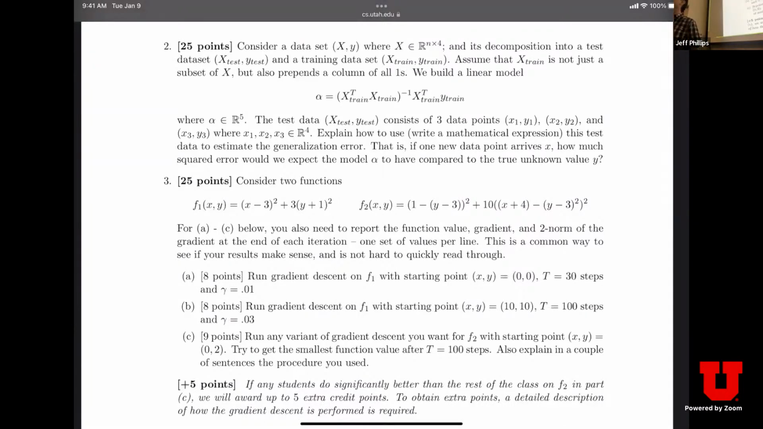So we should be expected to use Python to answer this? Yeah.